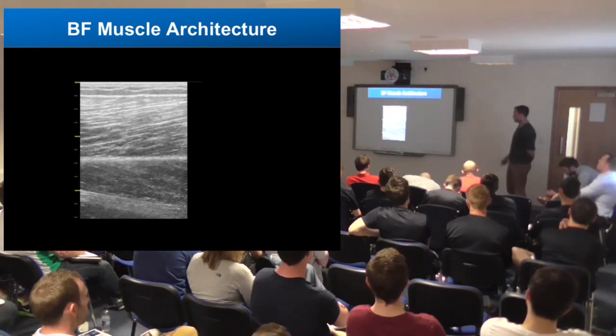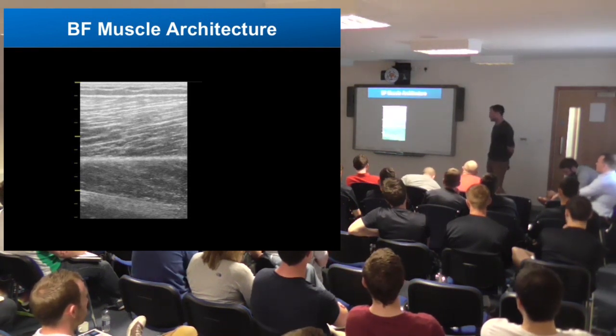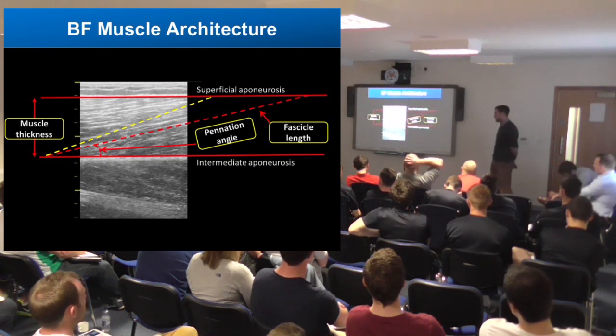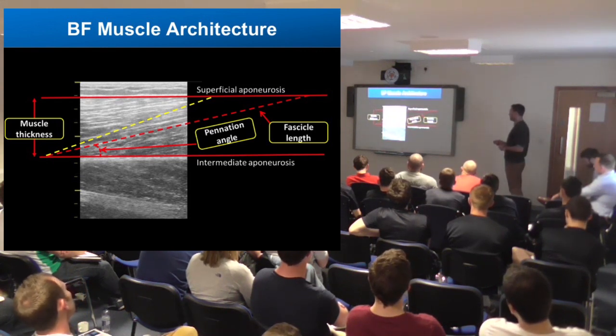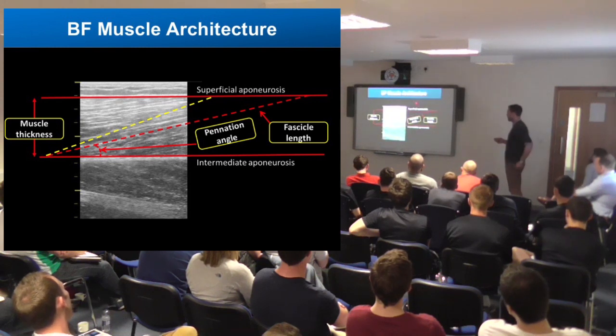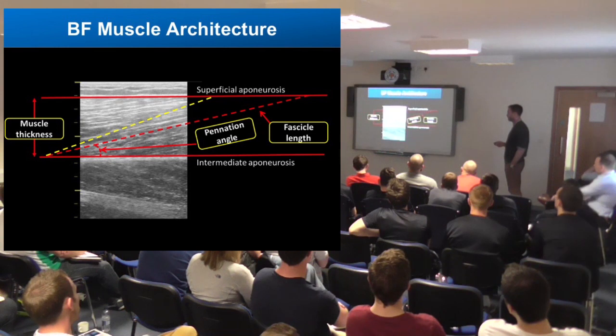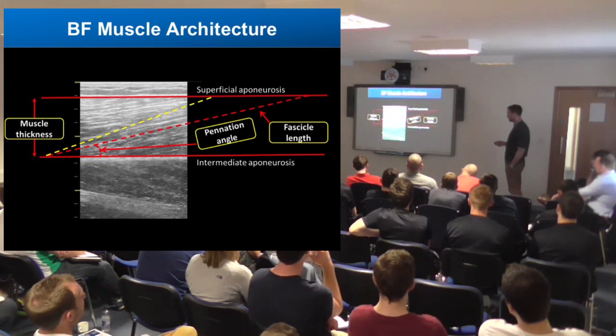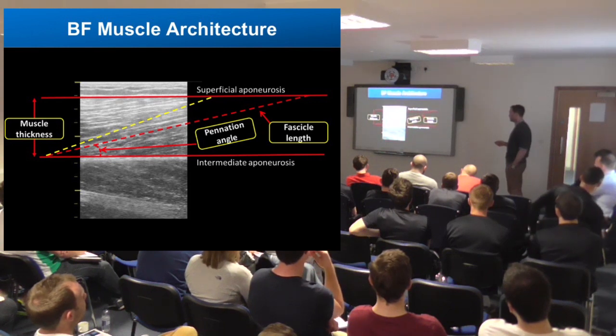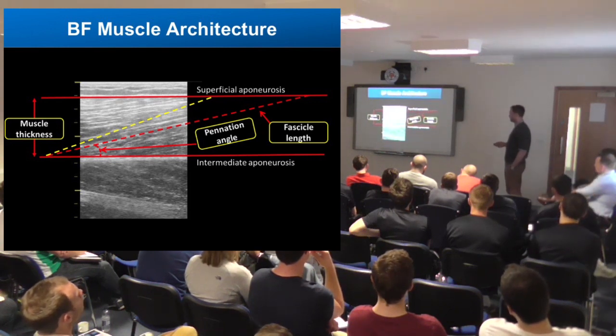This is a longitudinal image taken across the biceps femoris long head. We can get some of those markers that we're really keen on getting. The main one to look at is the superficial aponeurosis and the intermediate aponeurosis. We then determine the distance between those, which is the muscle thickness of the biceps femoris long head. We find a fascicle of interest that runs across most of that length of the image. We find out what angle it inserts into that intermediate aponeurosis. And using a bit of maths, we can figure out how long the thing is.